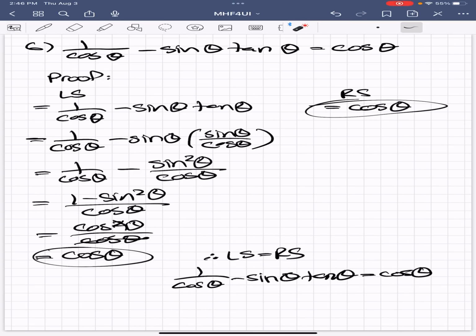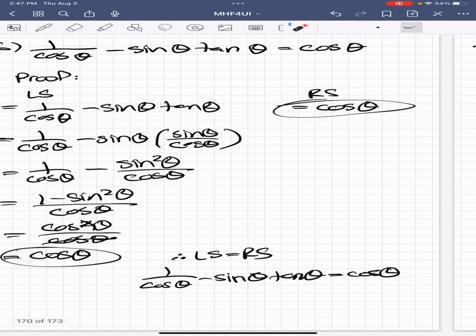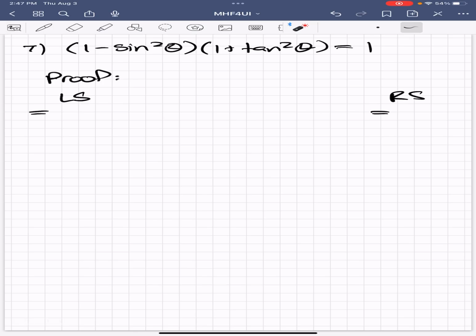Okay, so tan equals sine over cos. We multiplied this and got sine to the power of 2 theta over cos. And then we had common denominators, so we put it together. And then we had 1 minus sine to the power of 2 theta over cos, and 1 minus sine to the power of 2 theta is cos to the power of 2 theta. And then I stroke out cos and I stroke out the 2, and we were left with cos theta. And that's left side equals right side. Last one.